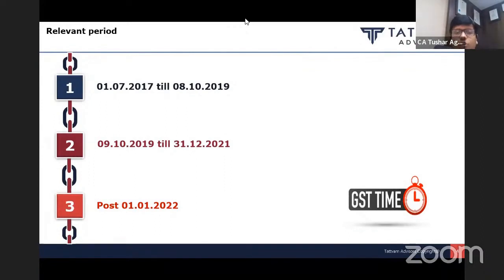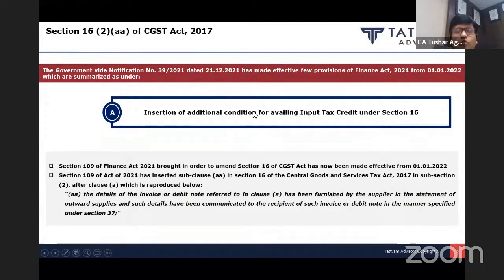Now, in Finance Act 2021, they came out with an amendment, which is effective from 1st January 2022. And what is this amendment? They introduced sub-clause AA in section 16, sub-section 2 after clause A. And what is the new sub-clause which they have introduced? Let me read out a very important amendment. Let us read it out together.